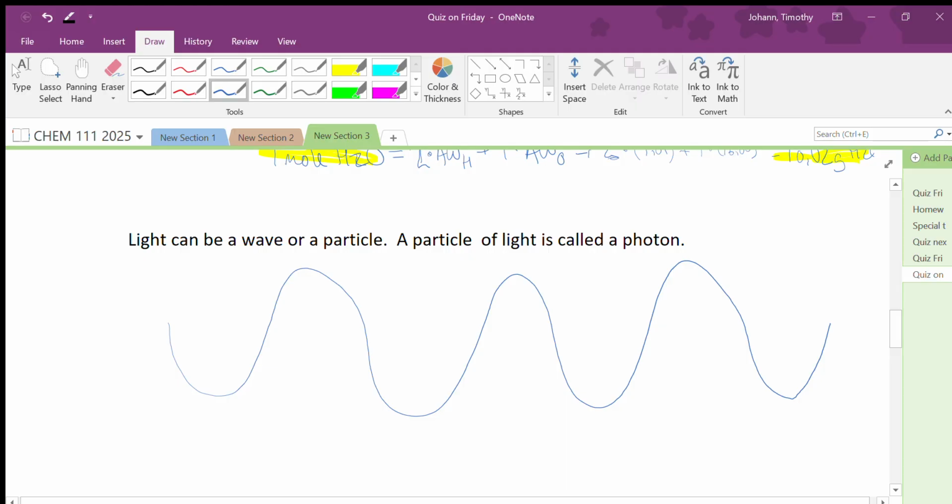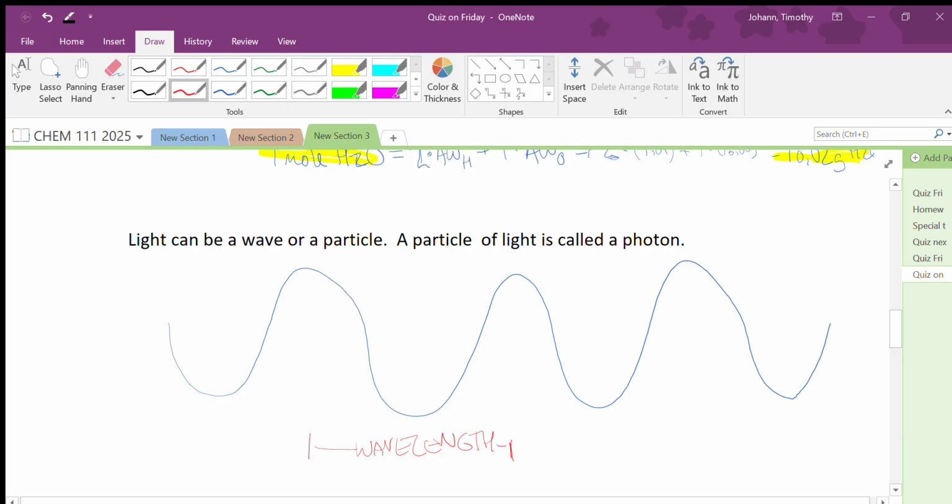And this wave has properties. It has a wavelength. A wavelength would be the distance from any given part of the wave to the same part of the wave again. So I could take the crest to the crest. I could take the trough to the trough. I could take something in the middle. But this is my wavelength. And this is how we picture waves of light as well.